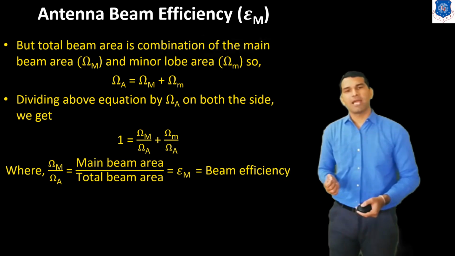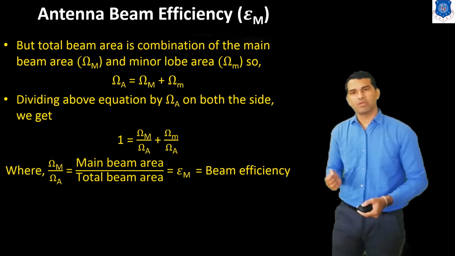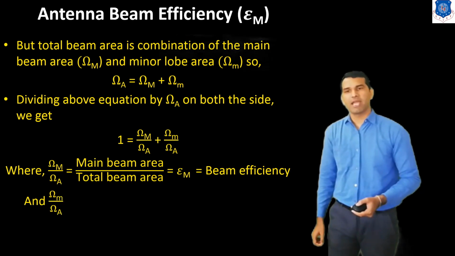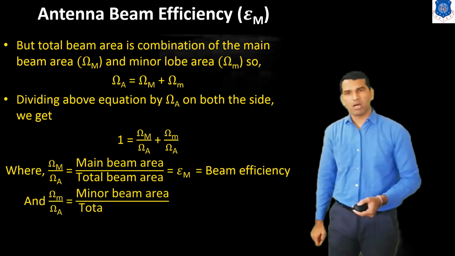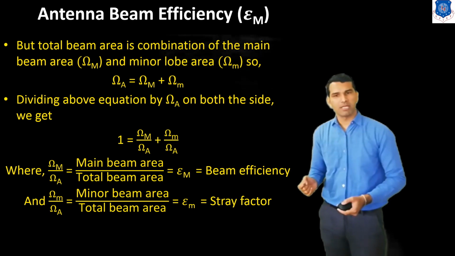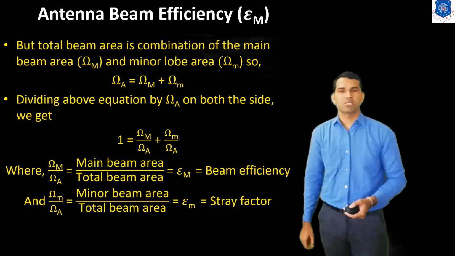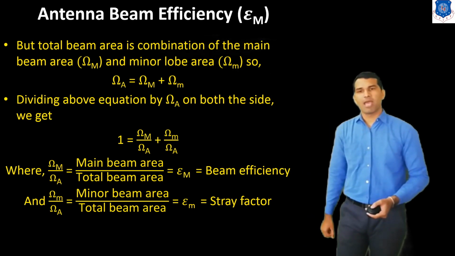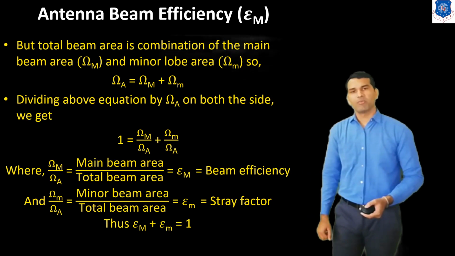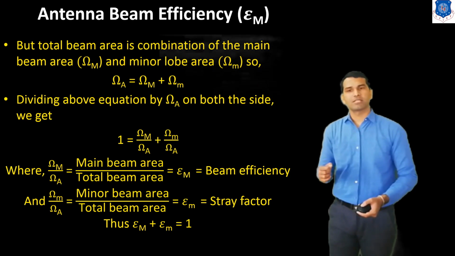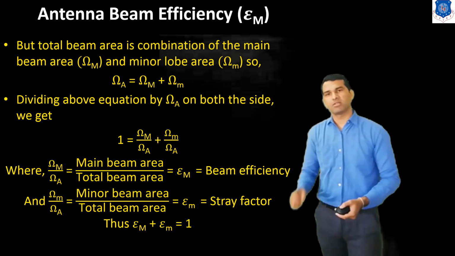So we can write this as eta m, the beam efficiency, and the second term, Omega small m upon Omega A, is the minor beam area upon the total beam area. This is known as the stray factor. So this is the antenna beam efficiency, and we can write the equation as eta m plus eta small m equals 1.